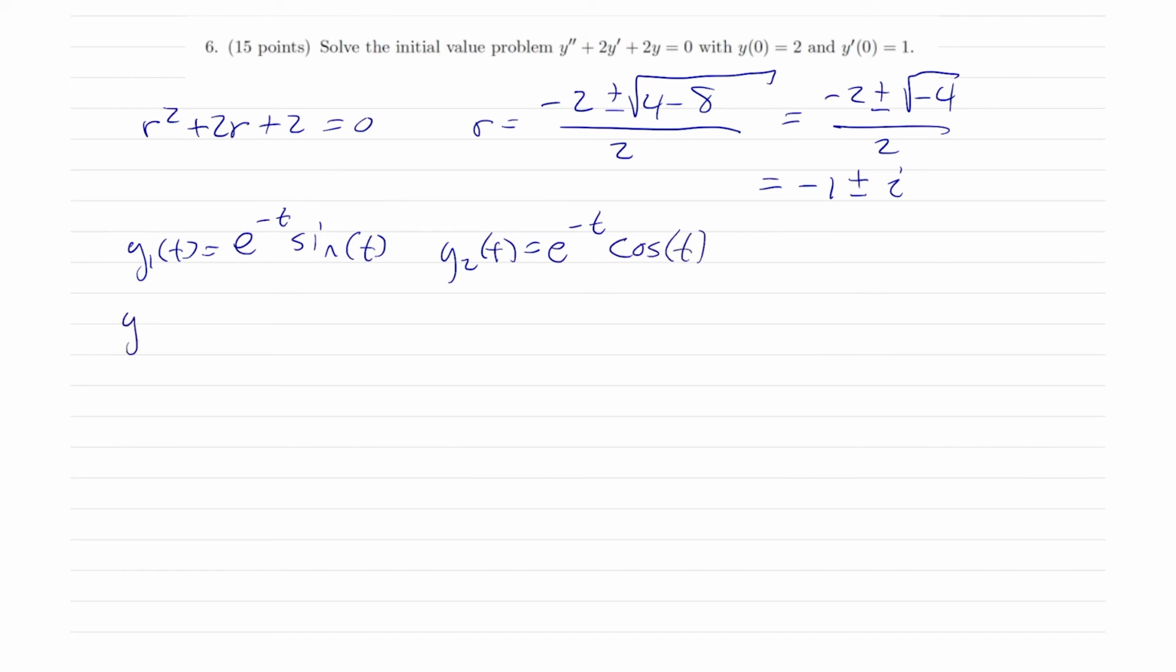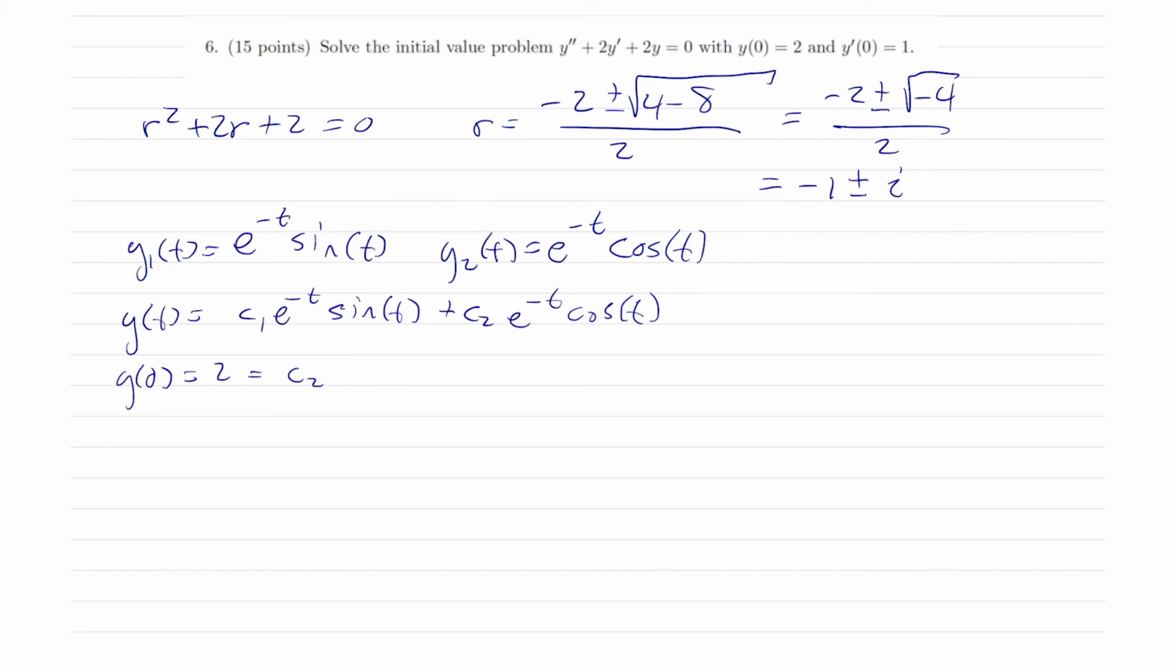And so my general solution is y of t is equal to c1 e to the minus t sine of t plus c2 e to the minus t cosine of t. All right, now we want to match up with this initial value problem. So we have y of 0 is equal to 2, and on the right hand side, if I put in 0, we end up just getting c2 times this is 1 and this is 1. All right, and this guy was 0, so I killed the first term. So 2 is equal to c2.